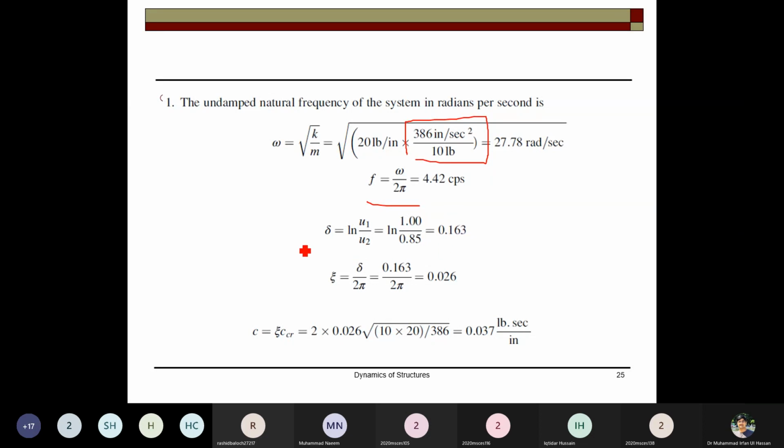From the ratio, the damping ratio can also be computed from delta, because you know that delta is 2 pi into zeta. So zeta will be delta over 2 pi. So that is the damping ratio, and the critical damping coefficient can be computed. Damping coefficient is zeta into C_cr, and C_cr is equal to 2 square root of K into M. So that is used, and then you can compute the value of C.